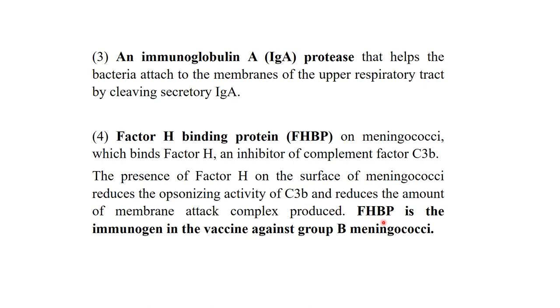Factor H binding protein FHBP is the immunogen in the vaccine against group B meningococci. जो group B के against vaccine बन रही है उसमें FHBP immunogen है. जो group B के अलावा जितनी vaccines हैं उन सब में capsule as immunogen है. So in group B meningococci, FHBP is the immunogen in the vaccine.